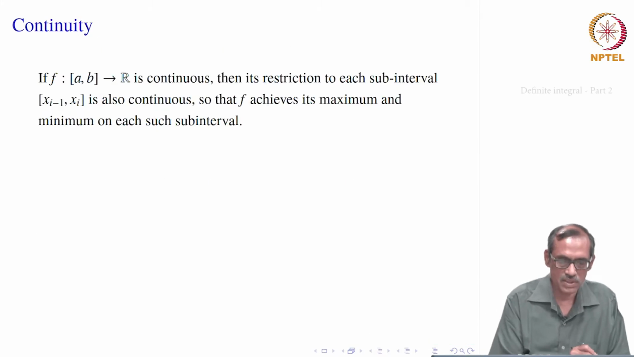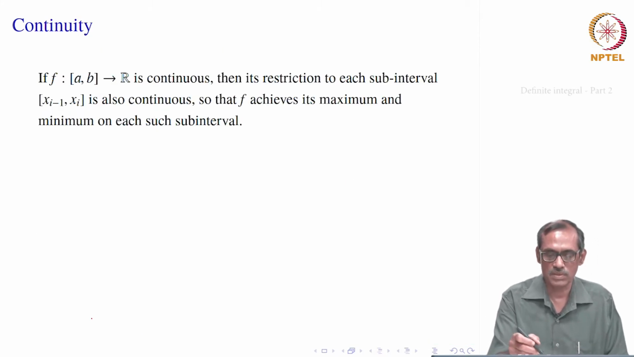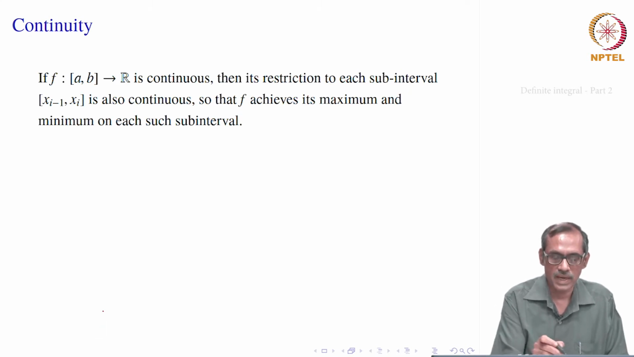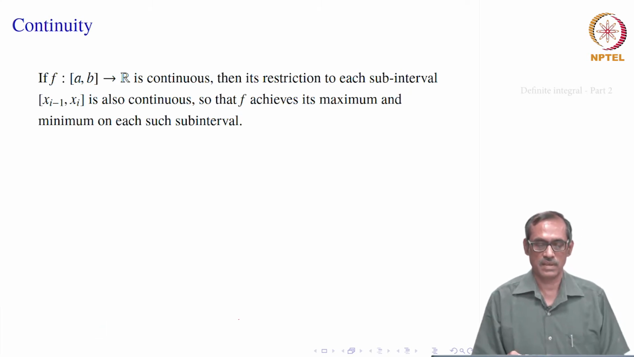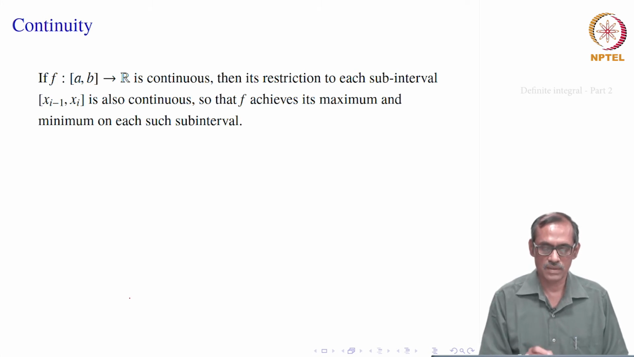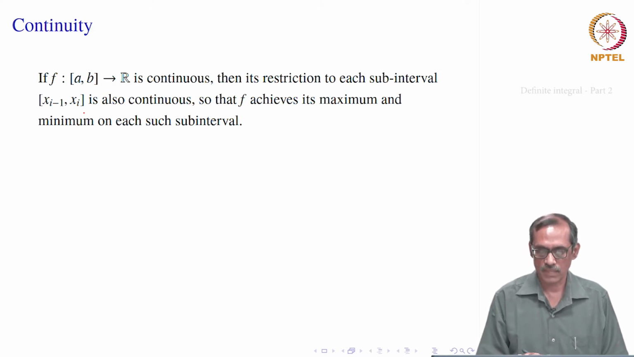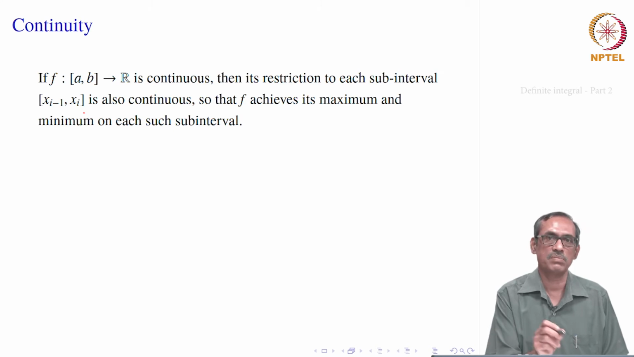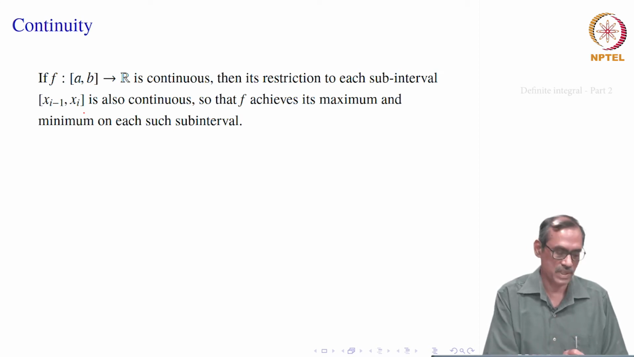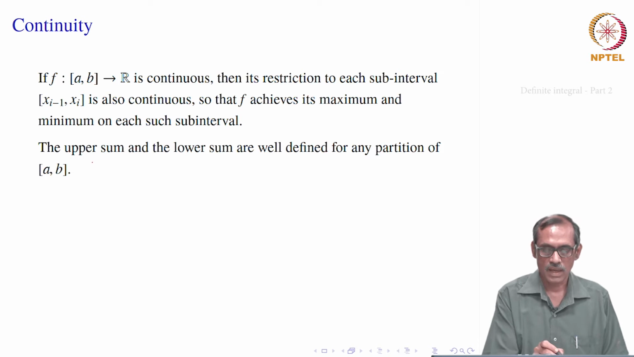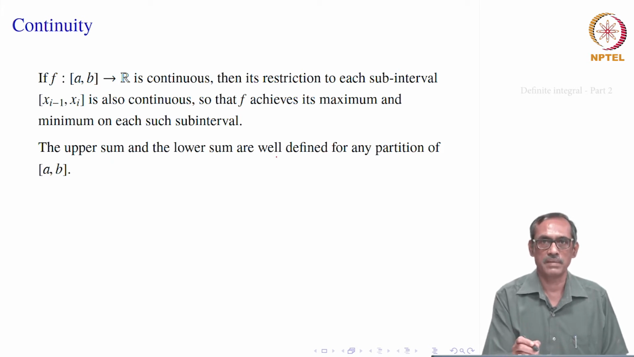And exactly using this, some theorem is proved, which we will not prove here. It says that suppose f is a continuous function from closed interval [a, b] to R. So, automatically it is bounded, that we know. Now, its restriction to sub intervals is also continuous. So, f achieves maximum and f achieves minimum inside every sub interval, right. Now, the upper sum and lower sum are well defined, because maximum and minimum exist for any partition of [a, b].